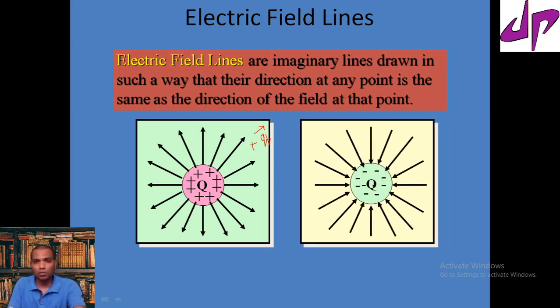Suppose we keep a negative source charge, and here I keep a positive test charge. This positive test charge wants to be attracted. According to convention, the force direction and electric field direction are the same. So for the negative source charge, the electric field lines are towards the source charge. But for a positive source charge, the electric field lines move away from the source charge.